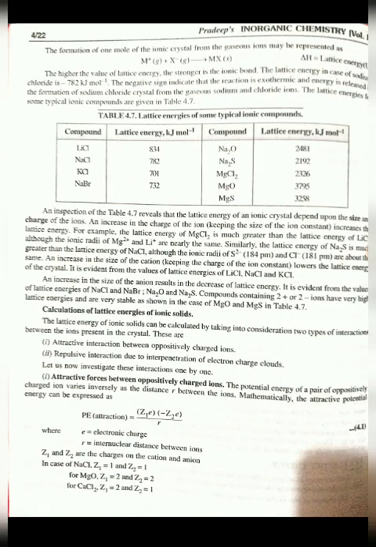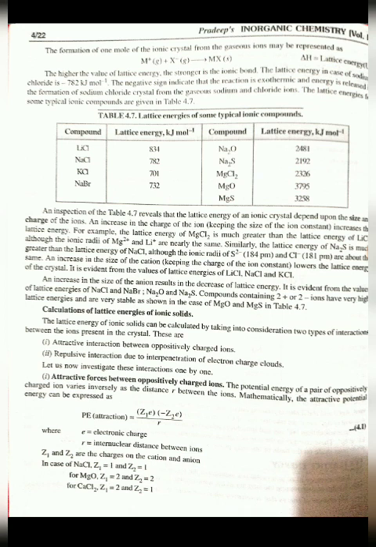The formation of 1 mole of the ionic crystal from the gaseous ions may be represented as M+ plus X- gives MX, delta H is equal to lattice energy U. The higher the value of lattice energy, the stronger is the ionic bond. The lattice energy in case of sodium chloride is minus 782 kJ per mole. The negative sign indicates that the reaction is exothermic and energy is released in the formation of sodium chloride crystal from the gaseous sodium and chloride ions. The lattice energies for some typical ionic compounds are given in table 4.7.